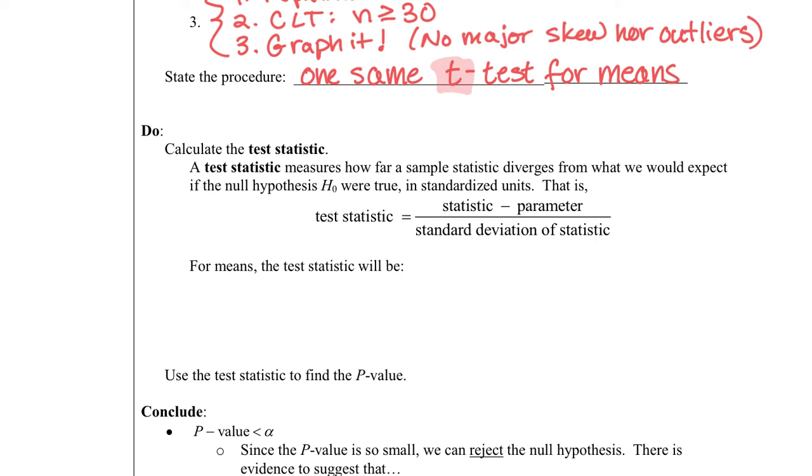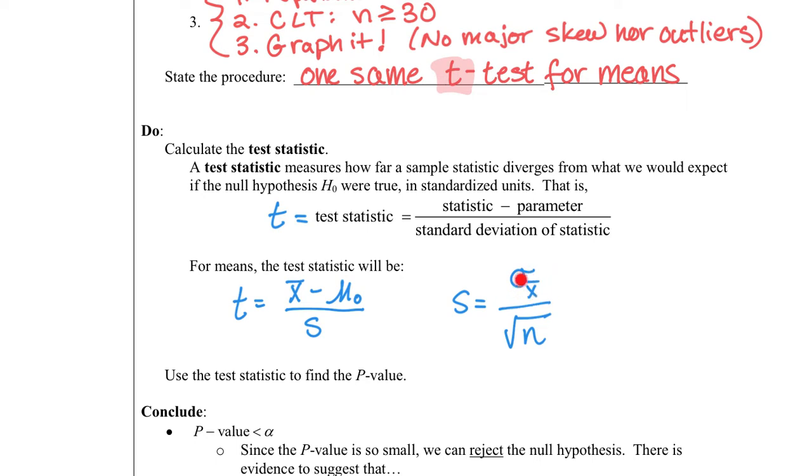We've reached the do. Can you believe it already? Calculate the test statistic. A test statistic measures how far the sample statistic diverges from what we would expect. We've already seen this when we did proportions, only now our test statistic is going to be t instead of z. For means, the test statistic will look like this. It's going to be the mean of your sample minus the mean of your null hypothesis, divided by S.